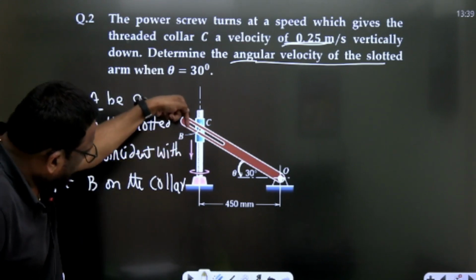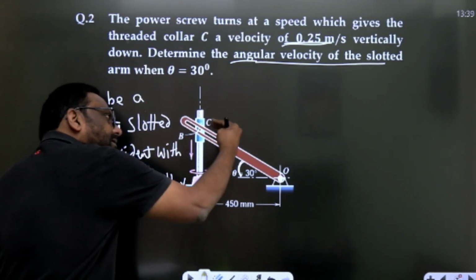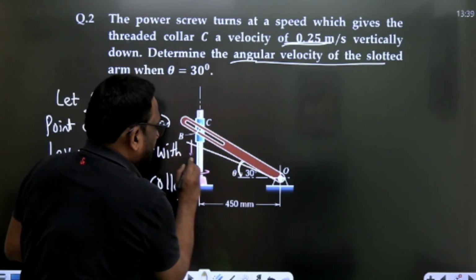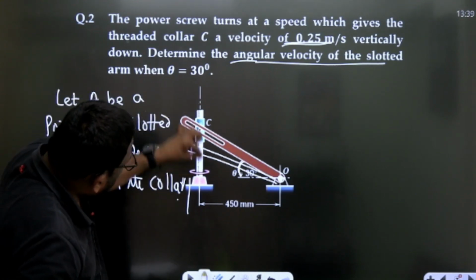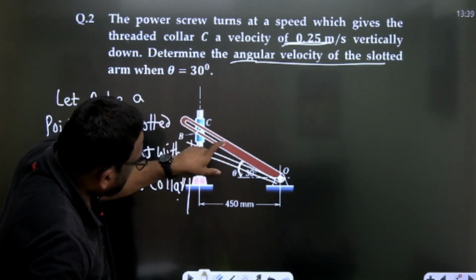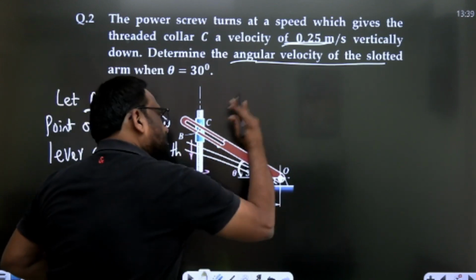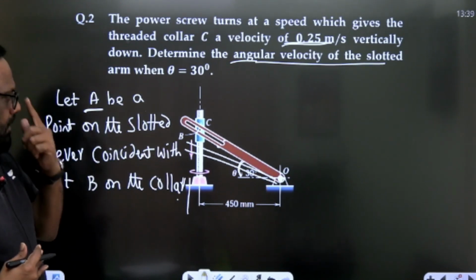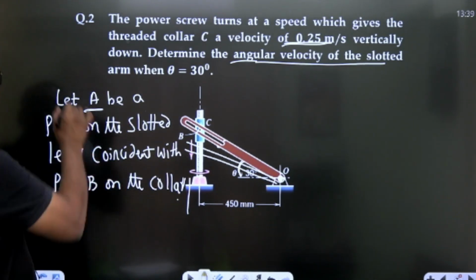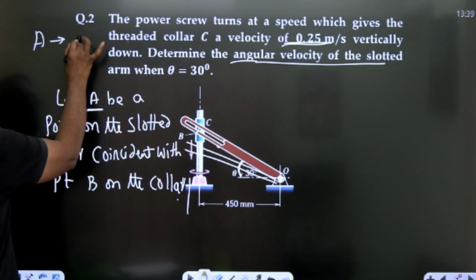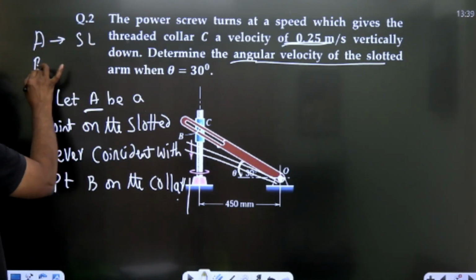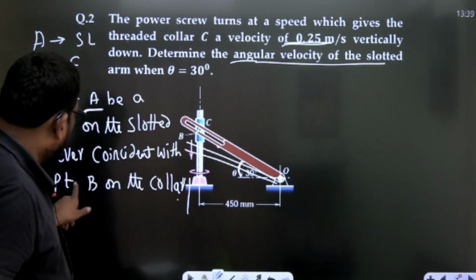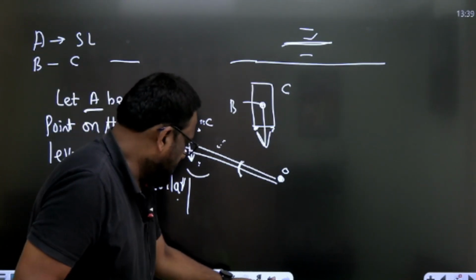When this comes down, you see this occupying some position. When this collar comes down, after some time you see this slotted lever moving like this, meaning it is rotating in the anti-clockwise direction about this point. Okay sir. Please note down that A is on the slotted lever, SL. B is on the collar. Both are coincident points. Now look sir, let me erase this. Oh man, one second.